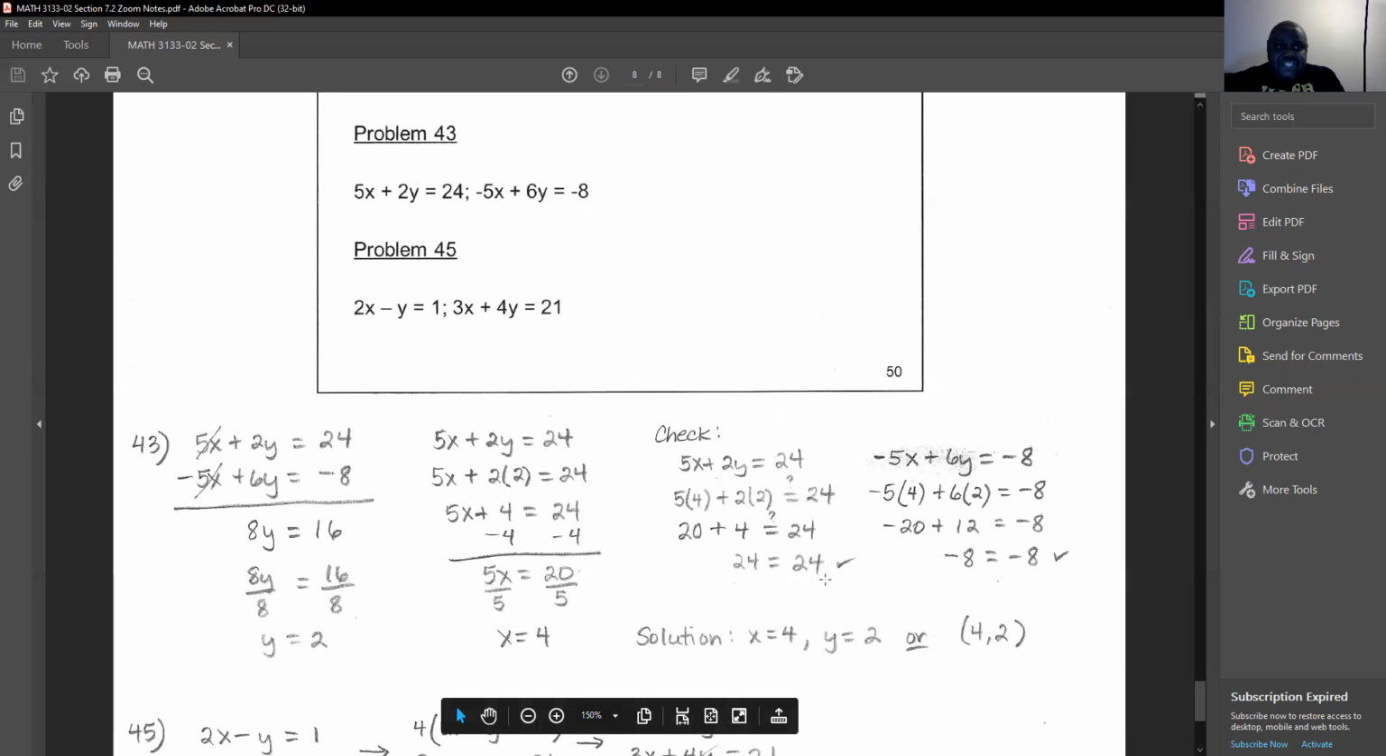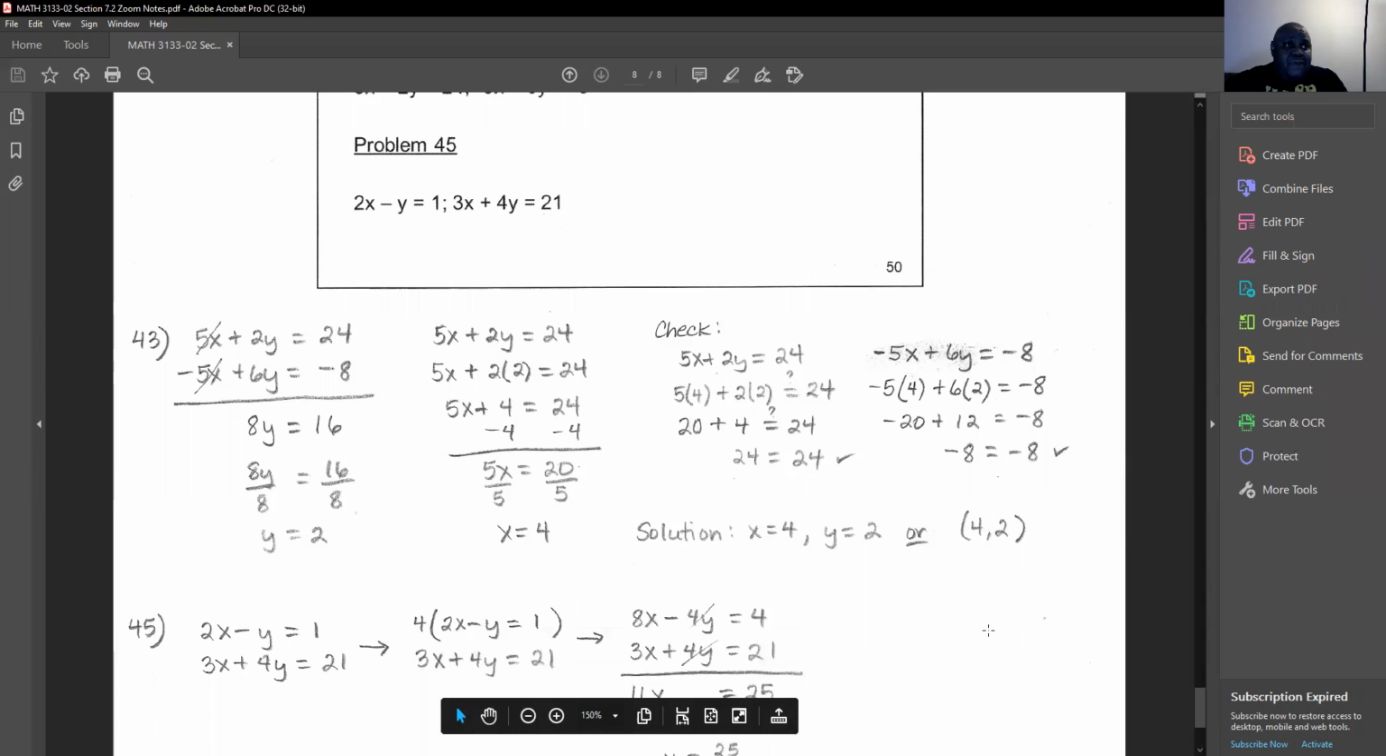And again, you can do the check for each one of those if you like. You'll see that they both balance out. So that means that x is equal to 4, y is equal to 2 is the solution to that system of linear equations. We can also write it as an ordered pair of 4, 2. So if you were to graph those two equations on a coordinate plane, then that means that those lines should cross each other at the ordered pair 4, 2.